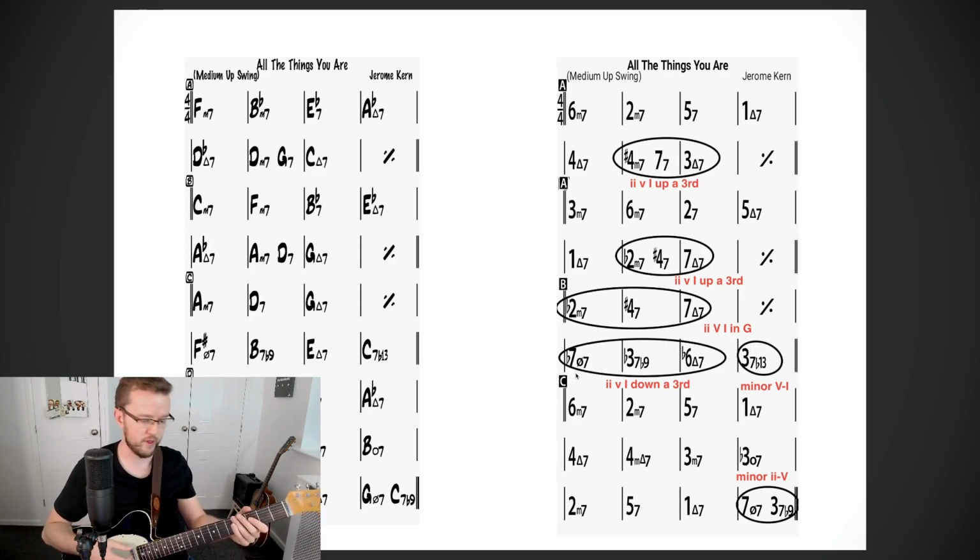So we start on the 6 again. The 6 in the key of E flat is C minor. Then we've got 2, 5, 1 in E flat. Then we go up a 4th. And then we've got a short 2, 5, 1 in G.